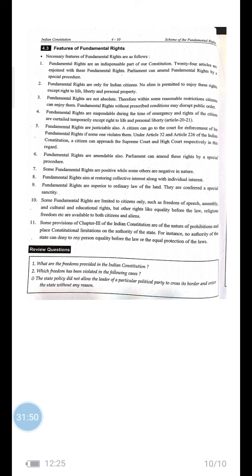Then the second one: fundamental rights are only for Indian citizens; aliens are not permitted to enjoy these rights, except the right to life and liberty and personal property. Then after, fundamental rights are not absolute, so citizens can enjoy them within some reasonable restrictions, otherwise they would disrupt public order. Then the fourth one: fundamental rights are suspended during a time of emergency.